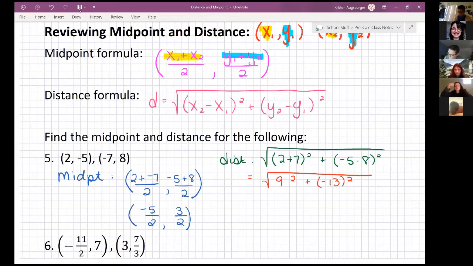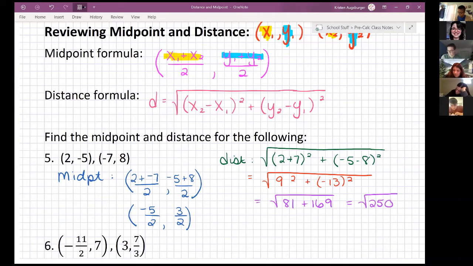Then we just kind of keep going with it. We're going to say 9 squared is 81. Oh, my brain, what is 13 squared? 169. Beautiful. And 81 plus 169 is going to be, carry the 1. One more time. 250. 250.